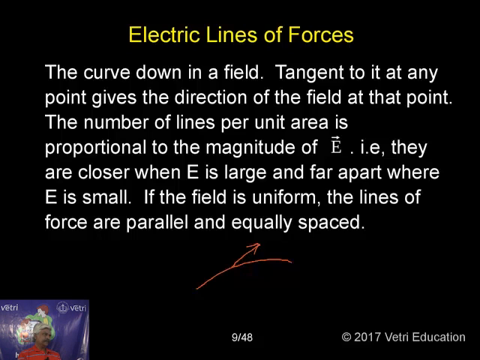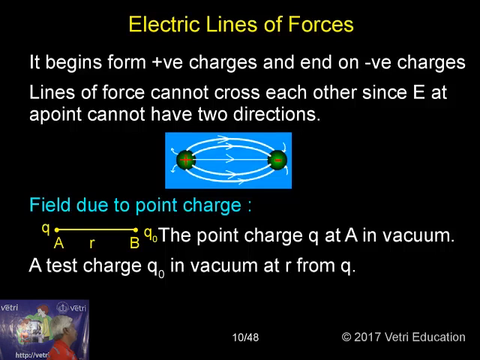So how can you understand where the field is more? If the electric lines of forces are crowded, if more lines of forces are obtained, we can come to the conclusion that the electric field is more. If electric lines of forces are far apart, with a lot of gap between two lines, we can come to the conclusion that the electric field is small. So these are the things I have to understand.